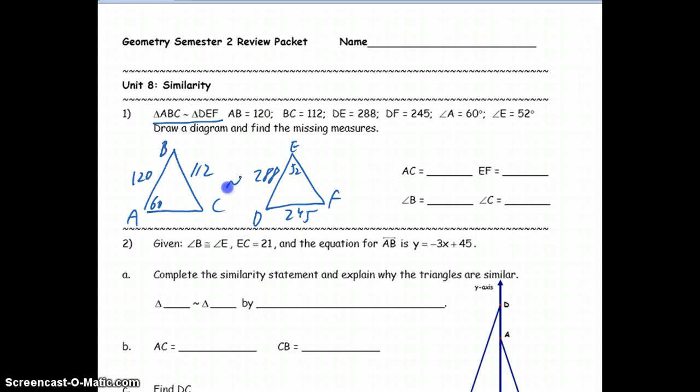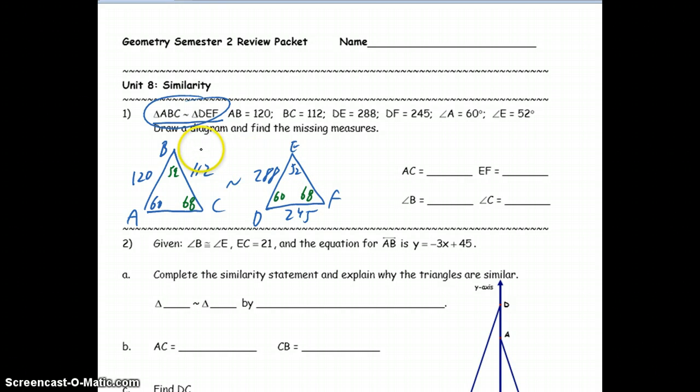So we know if they're similar, which is what it says, we know all the corresponding angles are the same size. So this is 52, this is 60. Alright, and all the angles in a triangle add up to 180. Plus 52 on my calculator, I got 68 degrees as well.